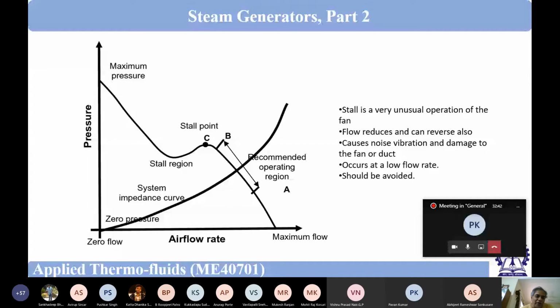And then for a combination of a duct and a fan, somewhere delta P and Q will match. That means delta P of the fan is equal to delta P of the pipeline, and Q of the fan is equal to Q of the pipeline. So then they will have a common point. This point is called the operating point.